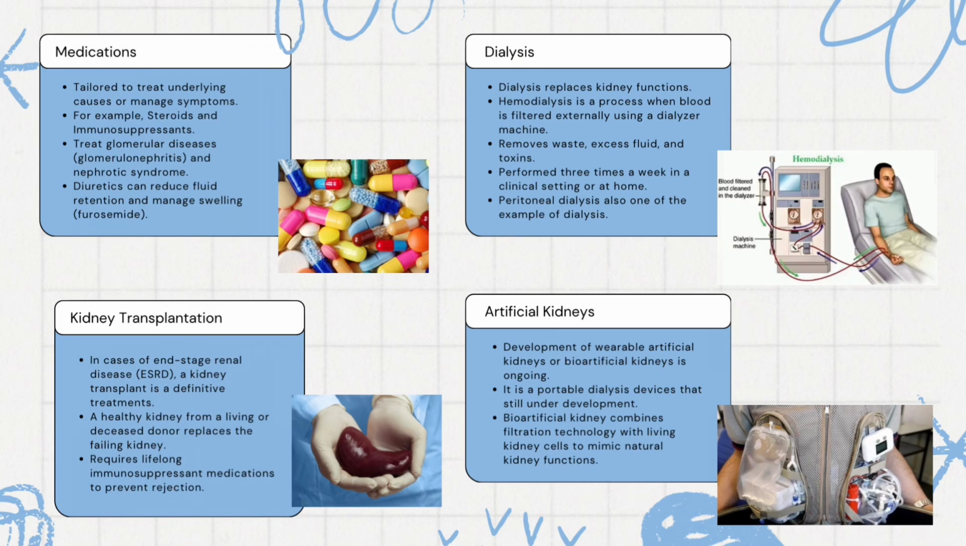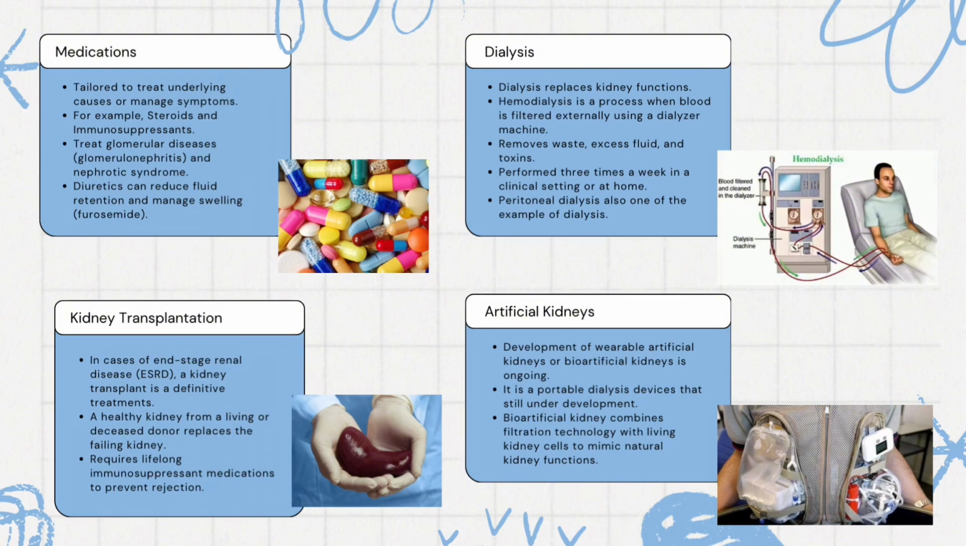When nephron function declines severely, dialysis replaces kidney functions. Hemodialysis is a process in which blood is filtered externally using a dialyzer machine. It removes waste, excess fluid, and toxins. It is typically performed three times a week in a clinical setting or at home. Peritoneal dialysis is also one example of dialysis.